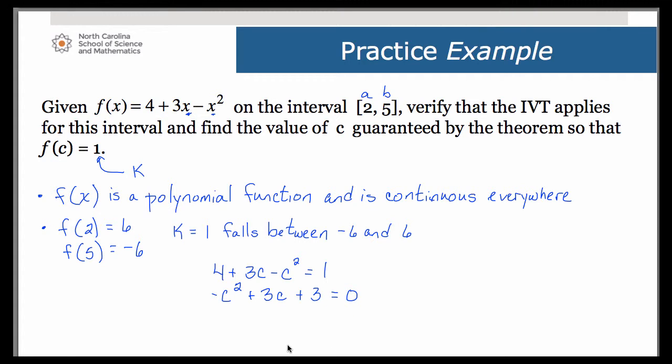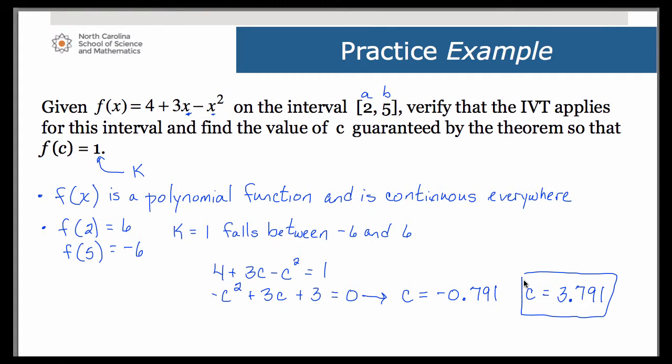It is not factorable, however, you can use the quadratic formula on your graphing calculator, and you do get two c values. You get a c value of negative 0.791 and a c value of 3.791. Now remember that c needs to lie in the interval in between a and b. So the only answer that is really good here is that one.